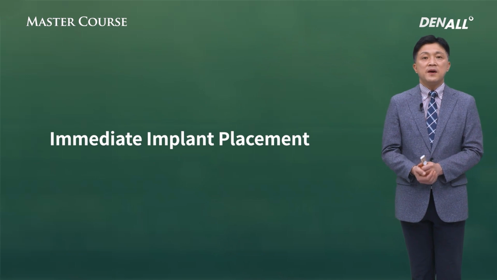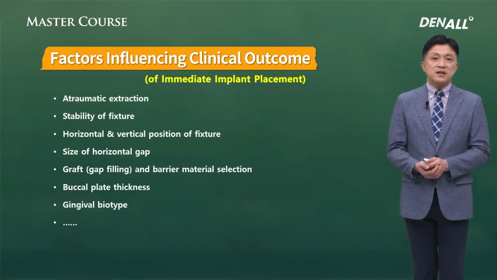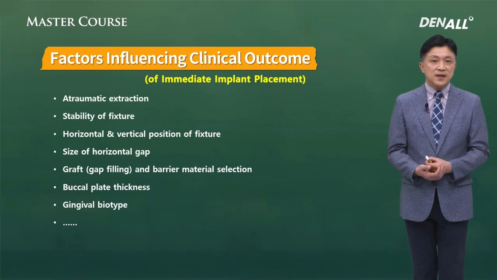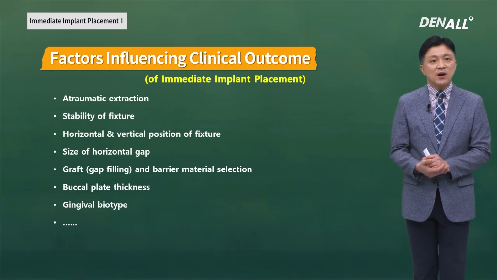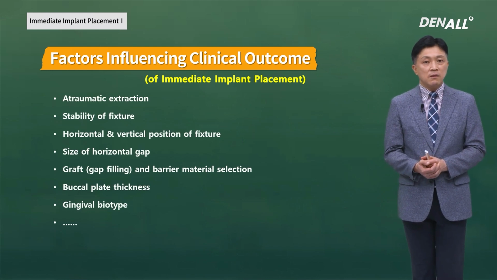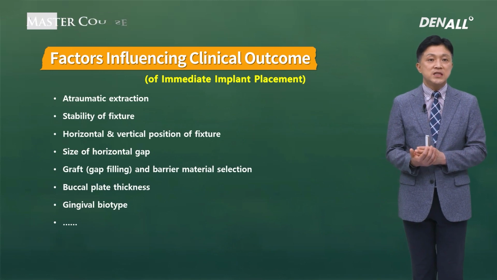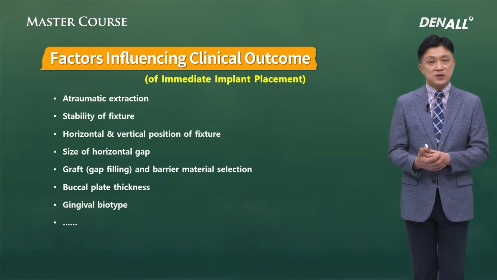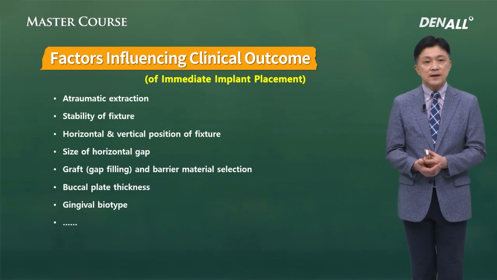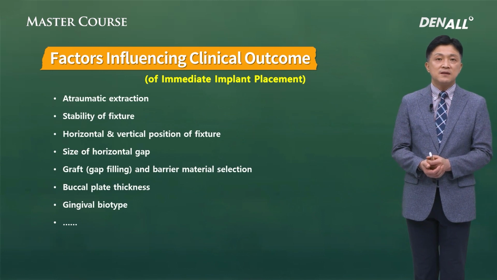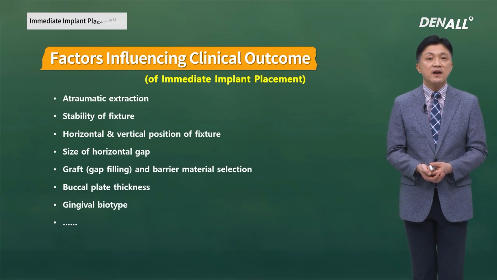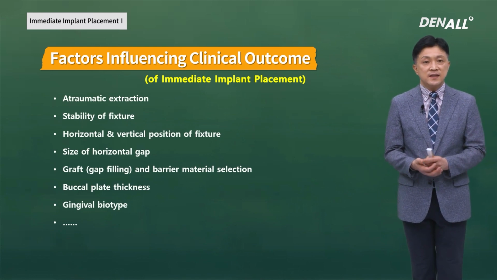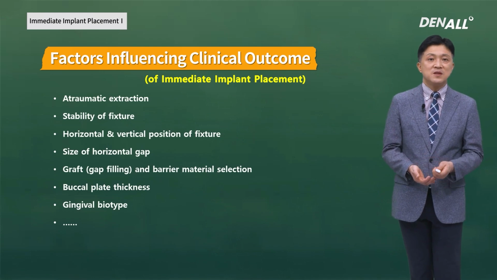Let's go in deeper. With such knowledge in mind, we perform immediate implant placement after extraction. What kind of factors affect the clinical result when immediate implant placement is done? The factors that come into play are how extraction is done, primary stability of the implant body, horizontal and vertical position of the implant body, size of the horizontal gap, whether a graft is done or not, thickness of the buccal plate, and gingival biotype. These affect the clinical result when we do immediate implant placement. In this lecture, I'm going to talk first about a couple of factors that come into play.